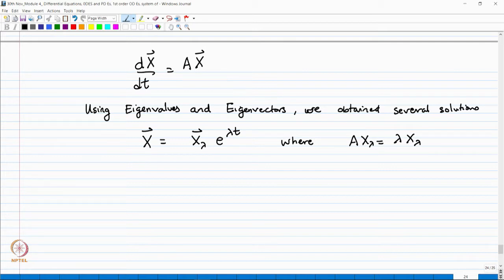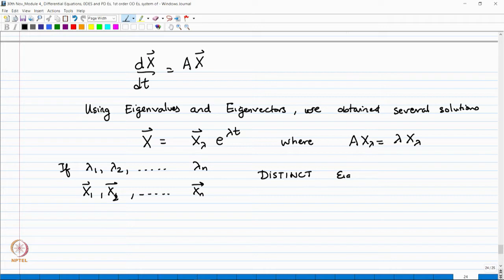Now, if lambda 1, lambda 2 up to lambda n and x 1, x 2 up to x n are distinct eigenvalues and their eigenvectors, or in quantum mechanics, you will come across the term non-degenerate.